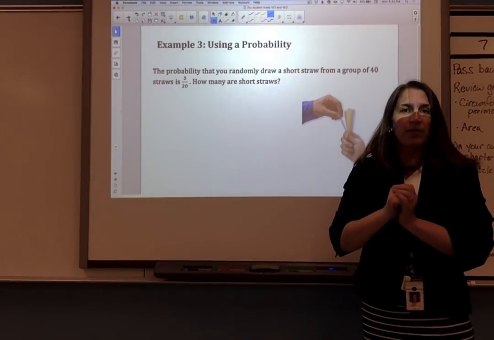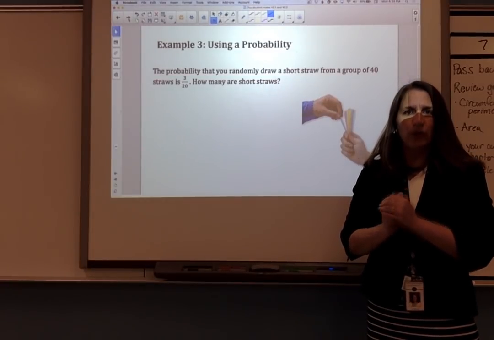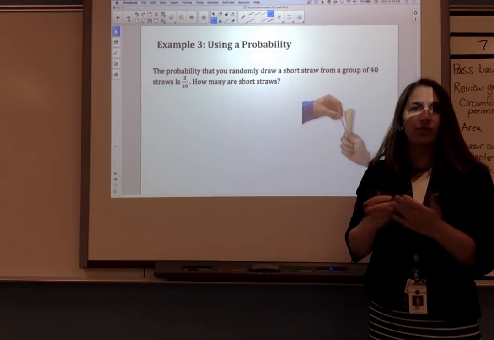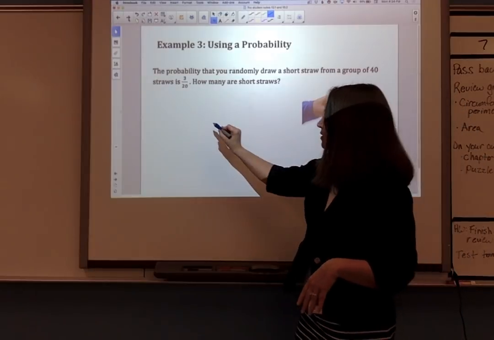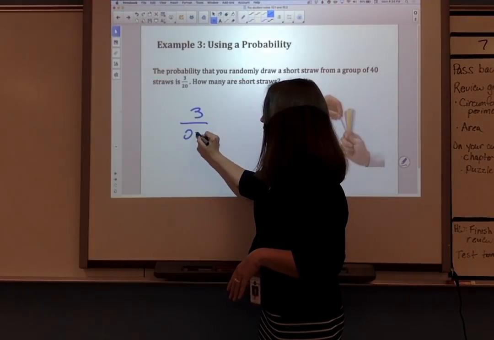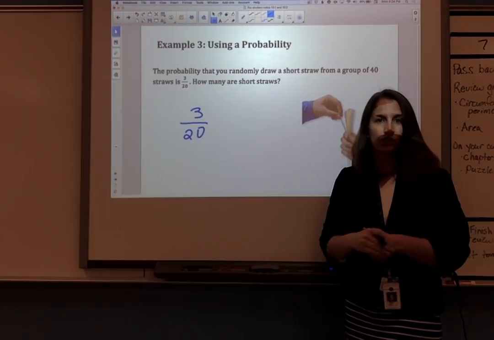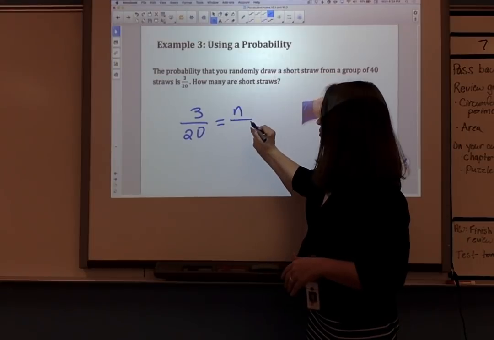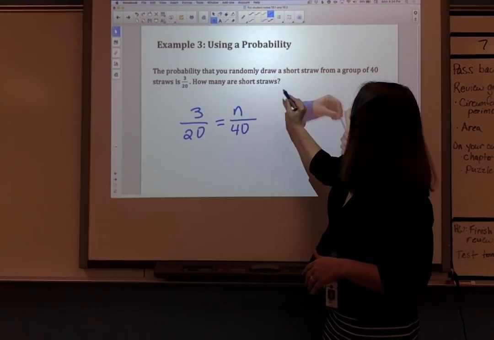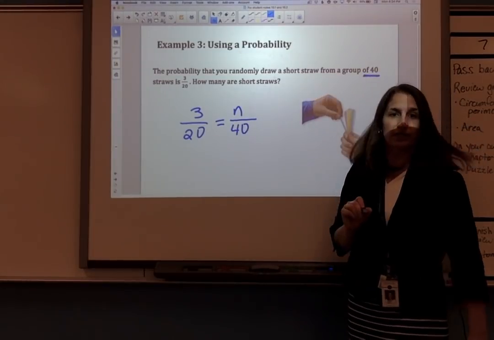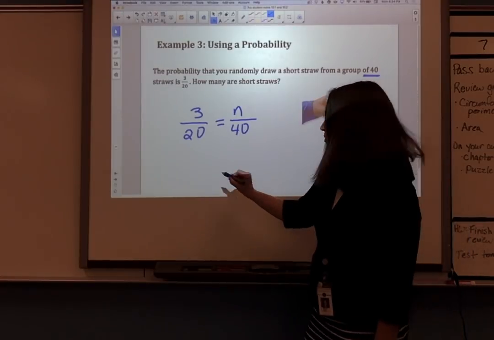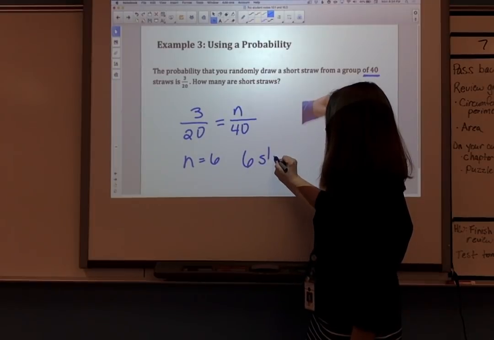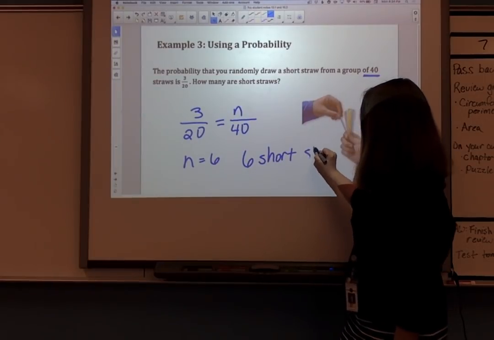Okay, using a probability. So the probability that you randomly draw a short straw from a group of 40 straws is 3 out of 20. So 3 times out of 20, you're going to draw a short straw. So we can set up a proportion here and say, well, how many short straws are there if there's actually 40 straws? We can solve this proportion, n equals 6. So our answer is 6 short straws.